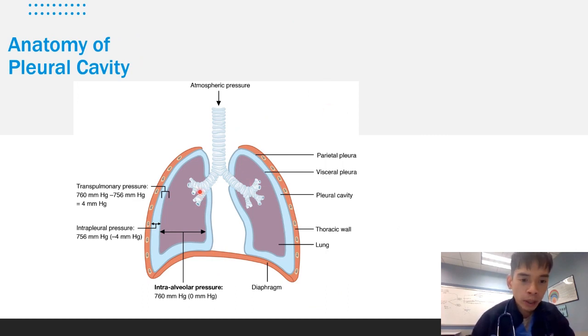Just to reiterate, we have a visceral pleura closest to the lungs and a parietal pleura away from the lungs, and then in between that there's a pleural sac with a little bit of fluid just to lubricate the lungs as it's kind of breathing up and down, okay?